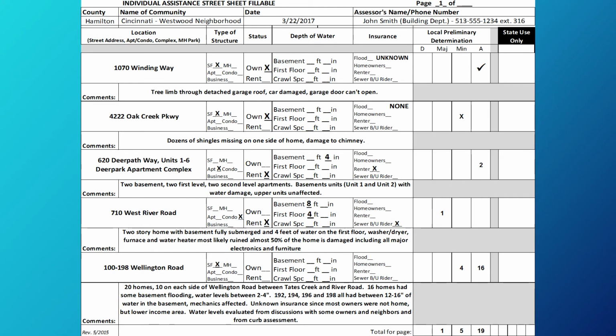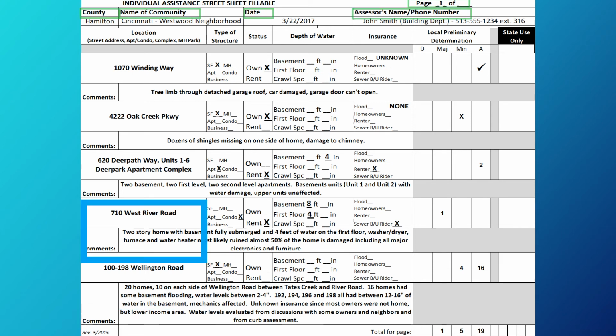When completing your street sheet, please fill out all information in the heading, including the number of pages, the county, the city, township, or neighborhood you are assessing, today's date, and your name and phone number. Your contact information is needed so we can reach out if there are any questions about your assessment. Providing as much needed information as possible on your street sheet will reduce the number of follow-up questions.